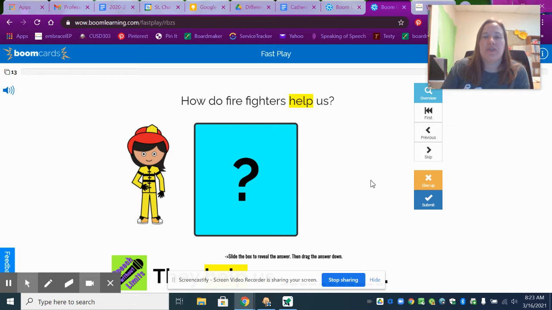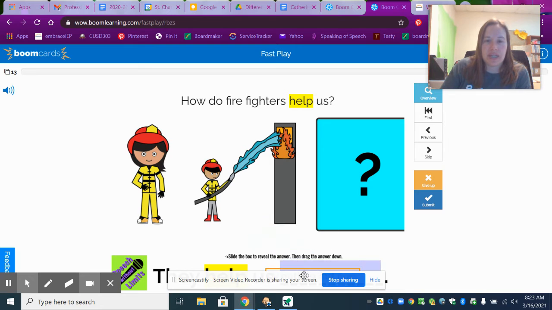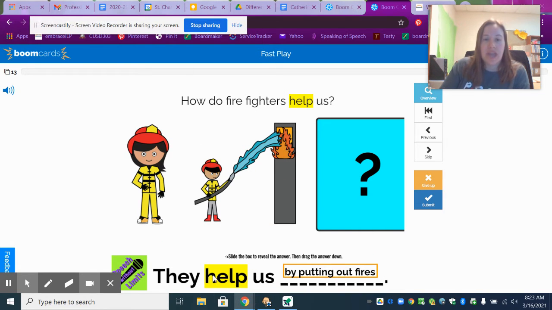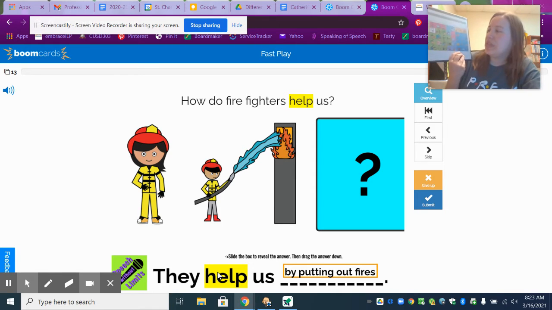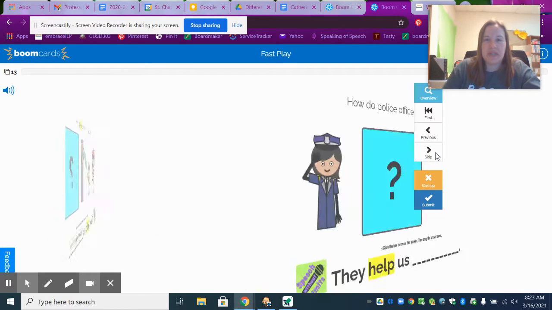So how do firefighters help us? And for this one, you slide it over and then you slide it down. You can't see it right now because let me move this bar. Hold on. They help by putting out fires. So again, I would want the student to say, they help us. All right. And then we would go to the next one.